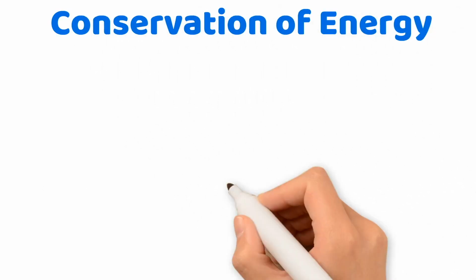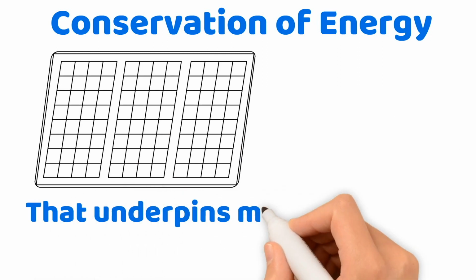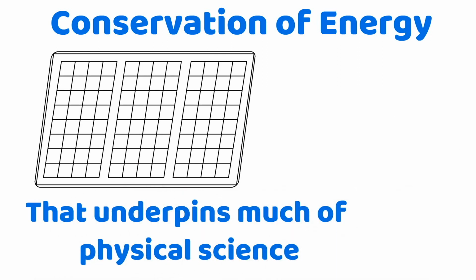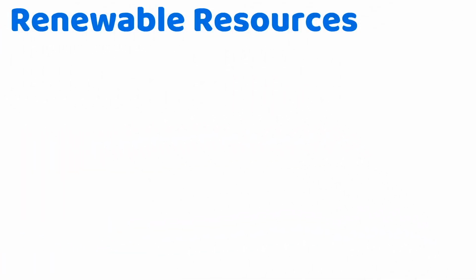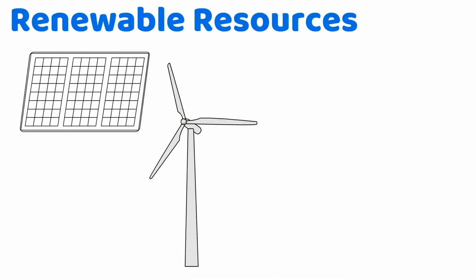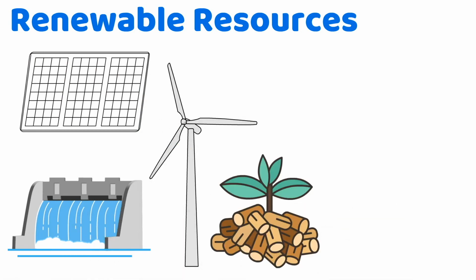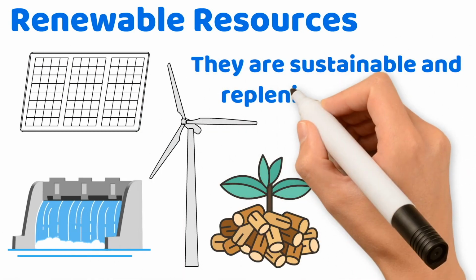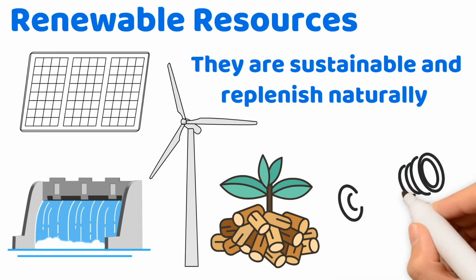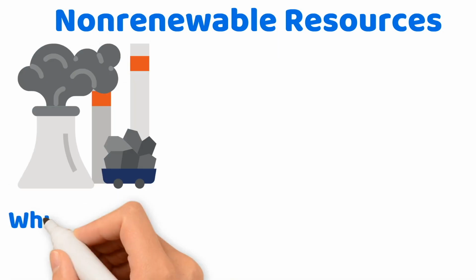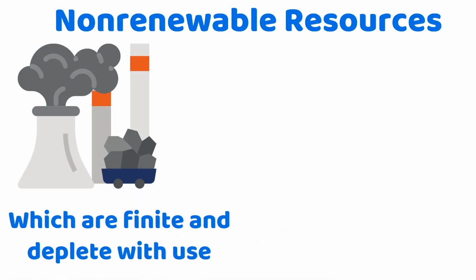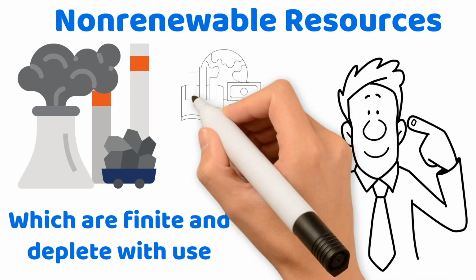Conservation of energy. Energy conservation is a principle that underpins much of physical science, particularly in discussions about renewable and non-renewable resources. Renewable resources. These include solar, wind, hydropower, biomass, and geothermal energy. They are sustainable and replenish naturally, making them crucial for long-term energy planning. Non-renewable resources. These are resources like fossil fuels and nuclear energy, which are finite and deplete with use. Understanding their impact on the environment and economy is essential for responsible usage.